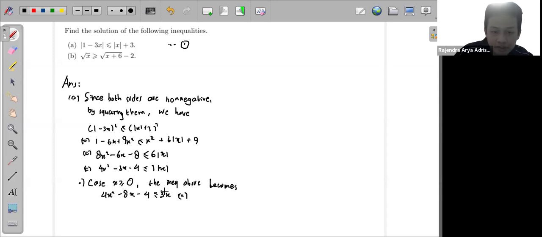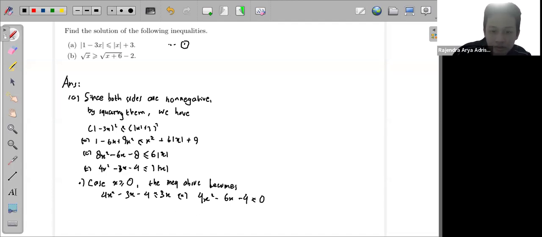We have 3x in the right and negative 8x. So we subtract 3x on both sides. Wait a minute. Something seems wrong. Oh, yeah, this is not 8. That's my miswriting. That's supposed to be 3. I misread my own writing. Okay, we subtract 3 from both sides. That gives us 4x squared minus 6x minus 4 less than or equal to 0.